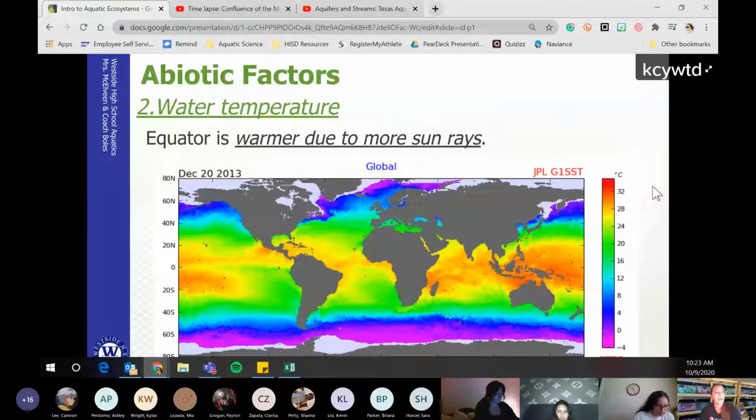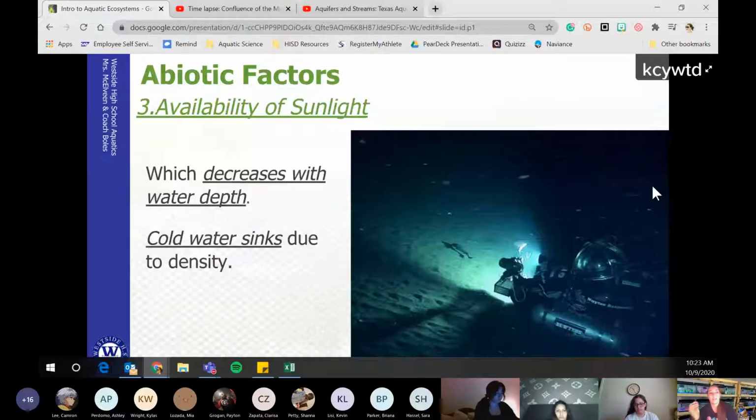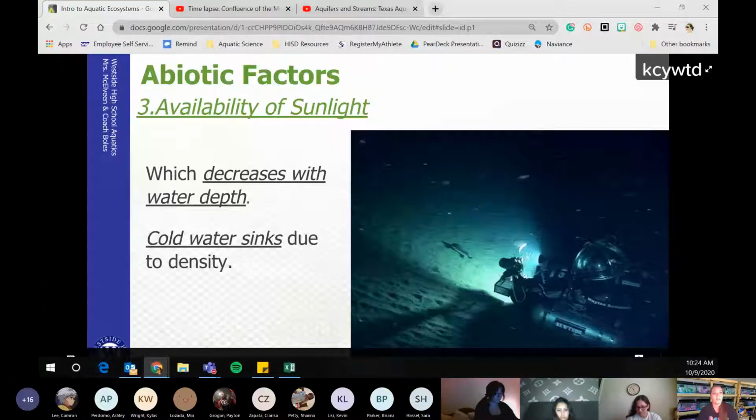All right, the third abiotic factor still deals with sun, but it's not talking about temperature. It's talking about the availability of light. How much light is available in the ecosystem? It obviously decreases with an increase in water depth. And then the further down you go, the less light you have, the less warmth you get from the sun. Therefore, the water is colder, and colder water sinks because it increases its density, causing it to sink below warm water. And we all know that ice floats because of the crystalline structure found in ice when it expands.